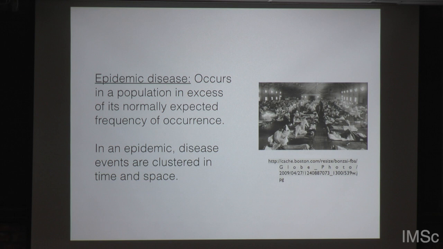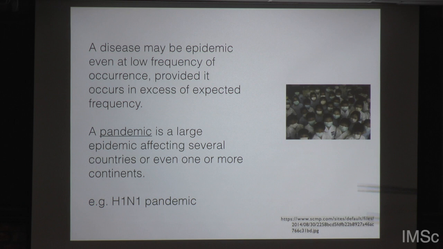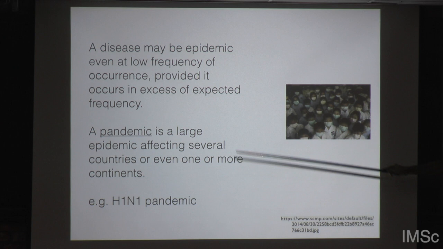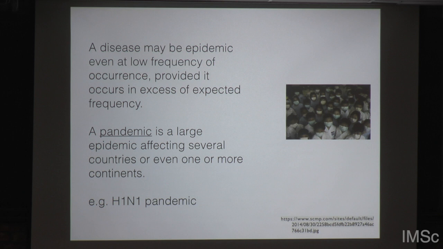A disease may be epidemic even at low frequency of occurrence, provided it occurs in excess of the expected frequency. As I said, the example is Ebola. A pandemic is when an epidemic spreads outside the country or the location where it's initially found. And once it crosses the borders between several countries, that is classified as a pandemic. H1N1 is called a pandemic because it influenced Mexico, the US, Canada, India, Hong Kong, Singapore, etc. Its reach was global and not confined to one particular area. Okay?